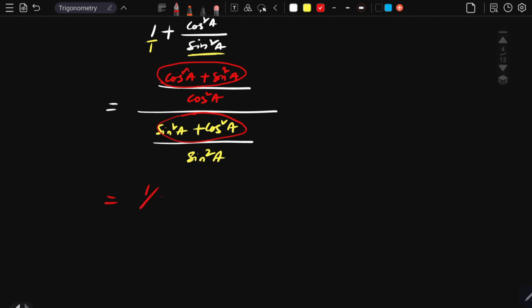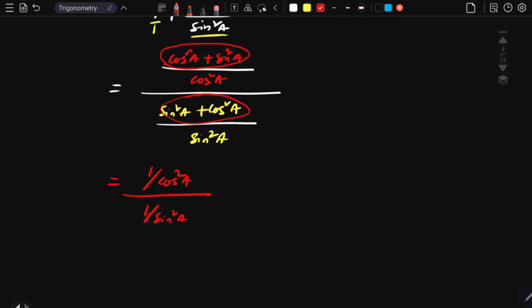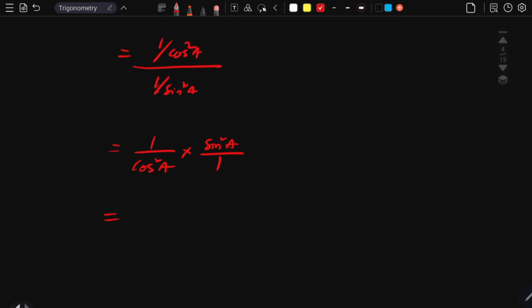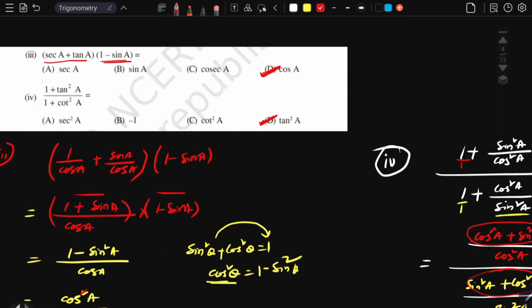So 1 by cos² A in the numerator, 1 by sin² A in the denominator. This will be the reciprocal, written as 1 by cos² A into sin² A divided by 1. So 1 into sin² is sin², in the denominator 1 into cos² is cos². So then it becomes sin² A divided by cos² A. Then sin by cos means tan. So I can write this together as tan² A. So on the answer, option D is again the correct answer.